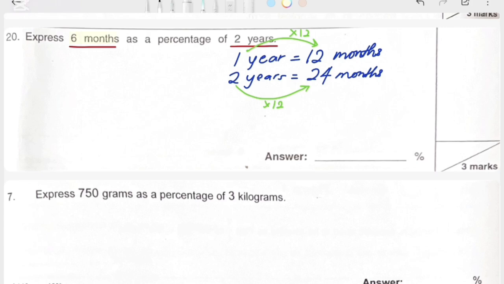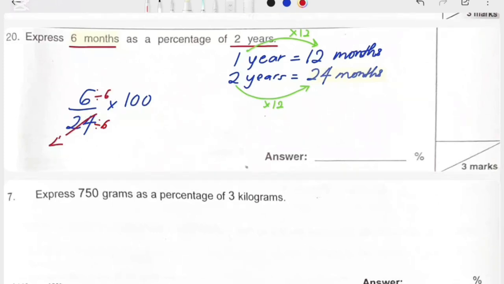Now that both 6 months and 24 months are in the same unit, we can express them as a fraction, 6 over 24. To turn a fraction into a percentage, you either turn the denominator into 100 or you multiply the whole fraction by 100. 6 and 24 can be found in the same times table, times table 6. So they are both divisible by 6. Let's simplify them. 24 divided by 6 is equal to 4 and 6 divided by 6 is equal to 1.